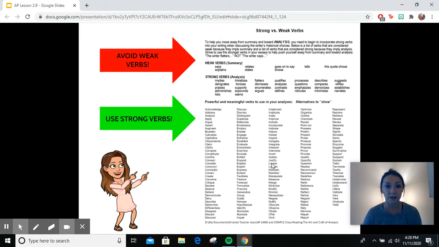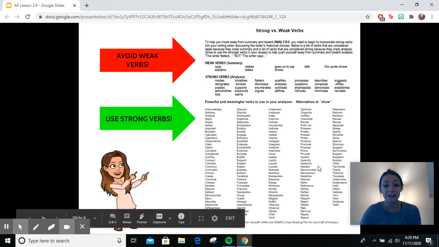This handout is in our week 11 folder. This is strong versus weak verbs. You want to avoid the weak verbs. The weak verbs are going to force you to write a summary of what the text says. Weak verbs include says, explains, relates, states, goes on to say, shows. So we want to avoid "to show."